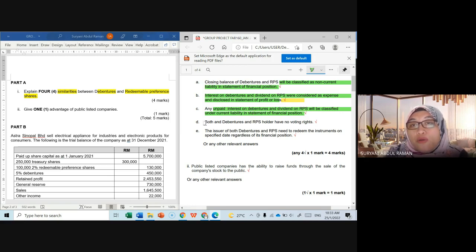Next, both debentures and RPS have no voting rights. Now, we don't call debentures and RPS holders shareholders. Actually, we call them creditors. Sometimes putting investor is also acceptable, but the most correct term is creditor. We don't call them shareholders. Please take note. Some of you wrote shareholders, that both shareholders have no voting right.